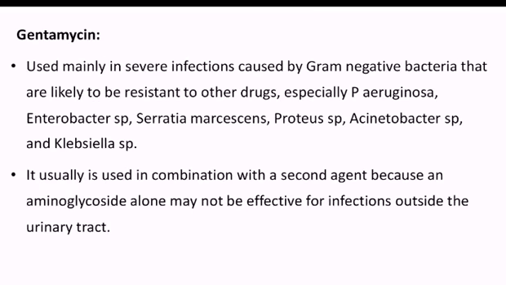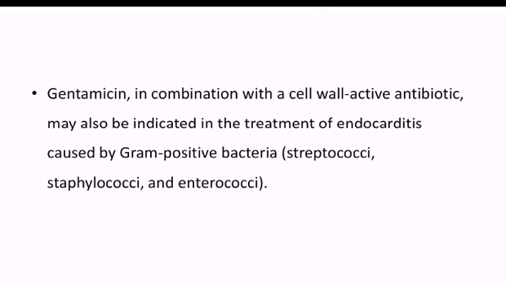The second one is gentamicin, mainly used in severe infection caused by gram-negative bacteria that are likely to be resistant to other drugs, especially Pseudomonas aeruginosa, Enterobacter species, Serratia marcescens, Proteus species, Acinetobacter species, Klebsiella species. Gentamicin is used in combination with a second agent because an aminoglycoside alone may not be effective for infection outside the urinary tract. Gentamicin in combination with a cell wall active antibiotic is indicated for the treatment of endocarditis caused by gram-positive bacteria, for example streptococci, staphylococci, and enterococci.